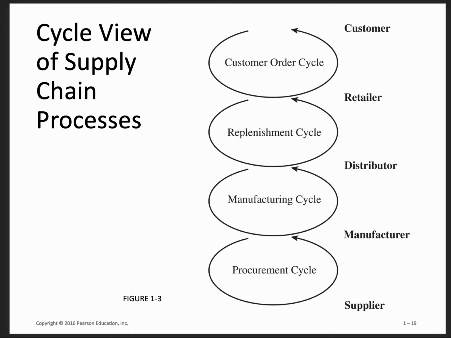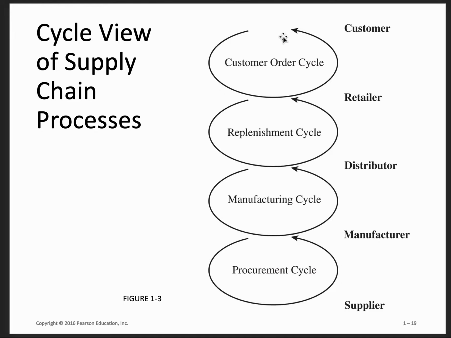Here is an example, a nice way of looking at the cycle view of a supply chain. You have the customer order cycle. For the retailer, you have the replenishment cycle, and the retailer is at the intersection of the customer order cycle and the replenishment cycle. The distributor is at the intersection of replenishment and the manufacturing cycle, and the manufacturer is at the intersection of the procurement and manufacturing cycle, and the supplier runs the procurement cycle, basically. So this is a simple way of looking at a cycle view of a supply chain.